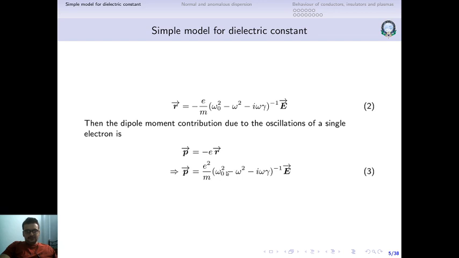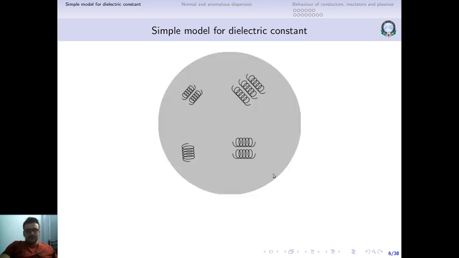The electron oscillates at a characteristic frequency of omega naught, and omega is the frequency of the electromagnetic wave. Because of these oscillations, there is going to be an associated dipole moment for each oscillating electron, and that dipole moment is given by this expression, which we call equation number 3. Okay, so now let's try to visualize this.